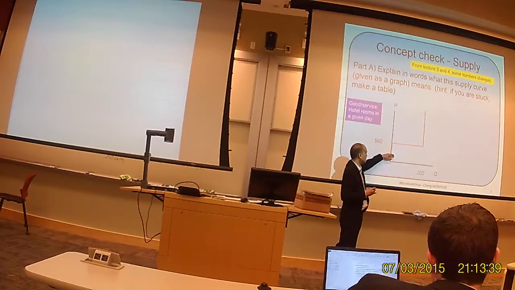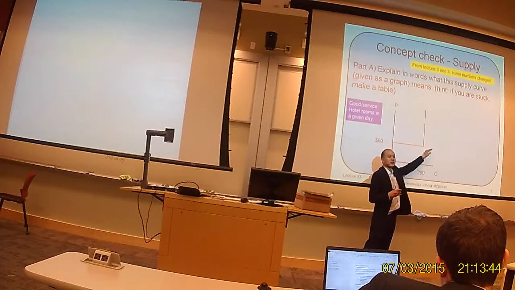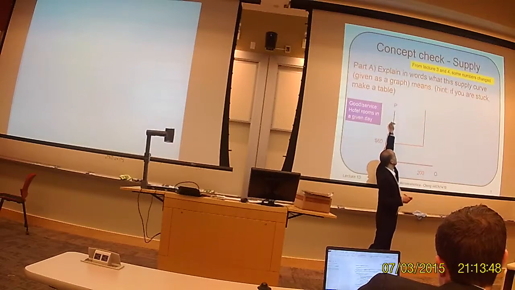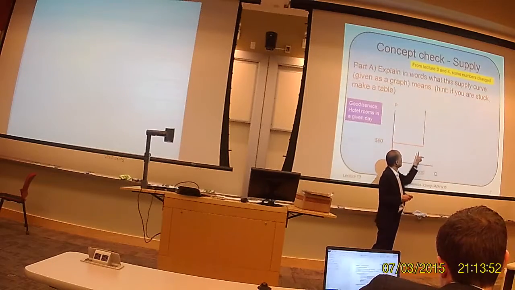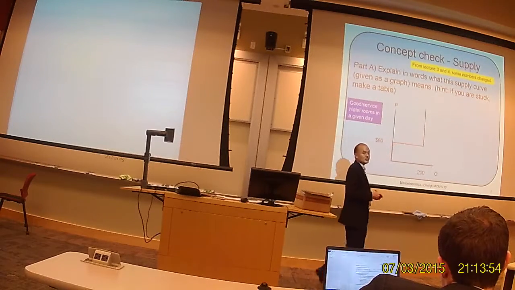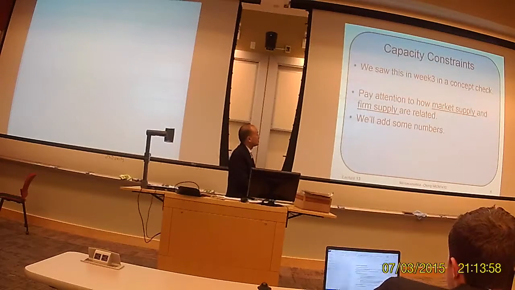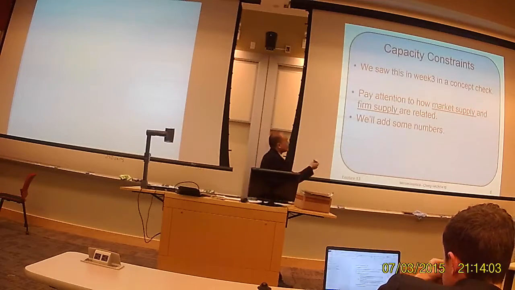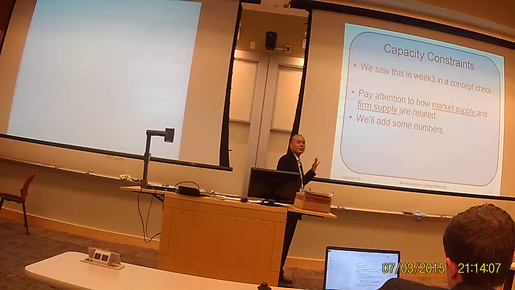So $30, 0. $40, 0. And $60, that's when they're just willing to sell 0 to 200 units. And above $60, say $100, there's only one amount that they want to sell, which is 200. So this is what we had before. And as we look through these capacity constraints, I want you to see how the market supply and firm supply are related.